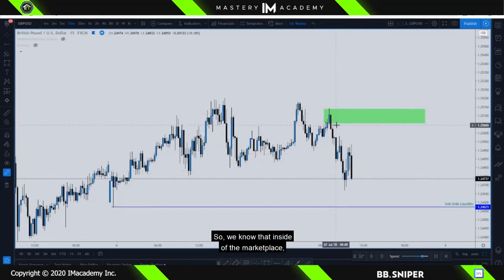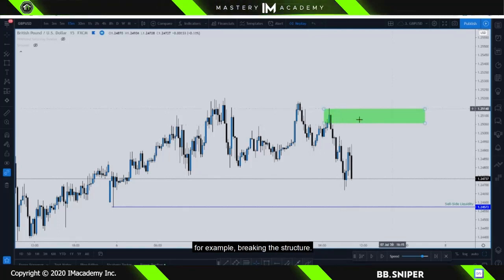So we know that inside of the marketplace, smart money is buying and selling at the same time, which means they're hedging. And this is going to be a really good explanation and a graphical example of how smart money is actually closing out orders that are in drawdown and how they keep winners running.